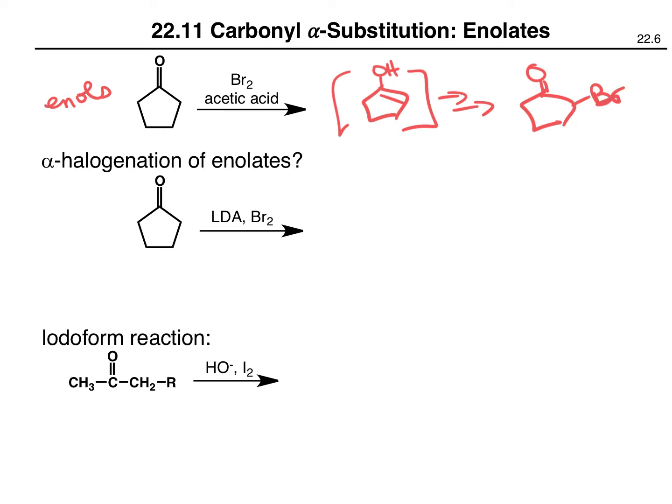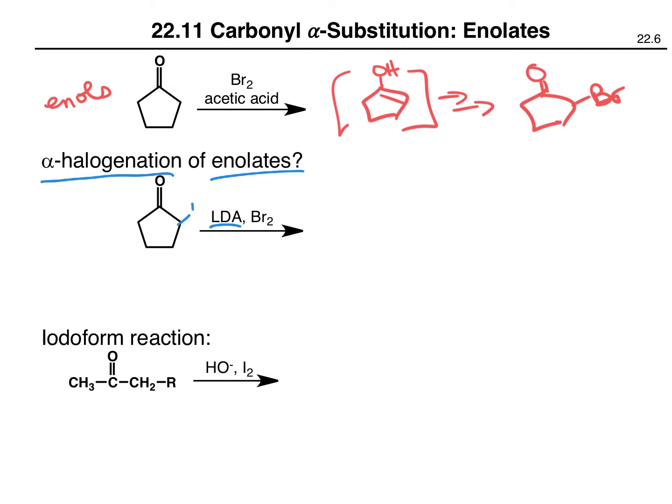So a halogen has replaced one of the hydrogens. This reaction involved acidic conditions, and experimental evidence has shown that it proceeds through an enol. Now that we are talking about enolates, is it possible to do an alpha halogenation of enolates? Well, let's imagine we have a ketone and we treat it with a strong base such as LDA.